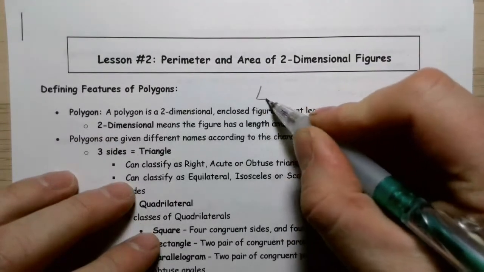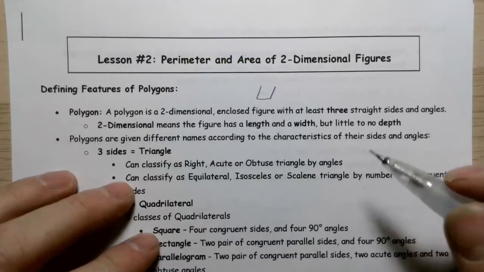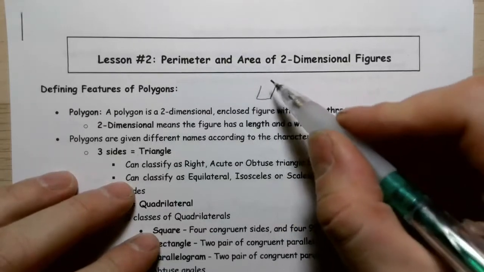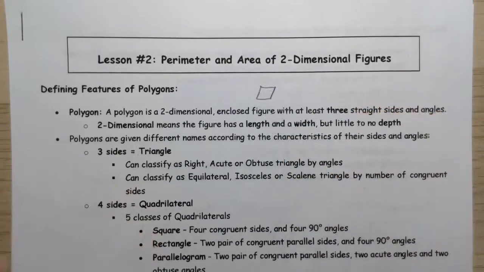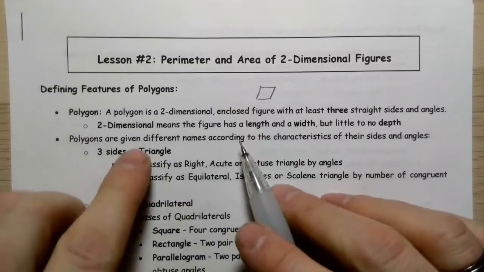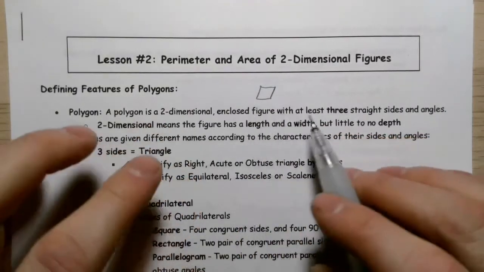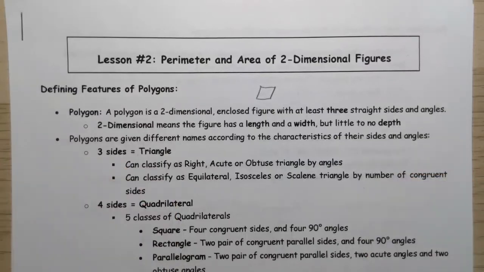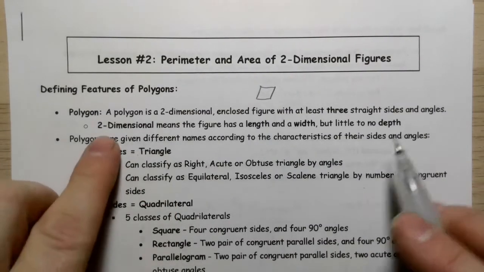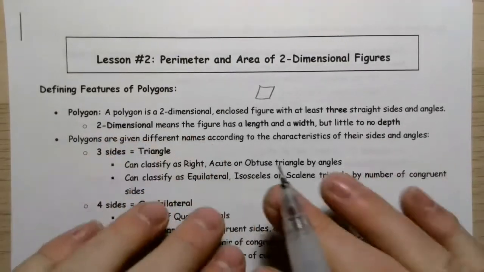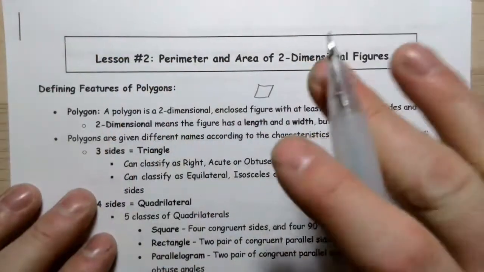So like I've got three sides here, but it's open. That's not a polygon. As soon as I close that off with these straight sides here, that becomes a polygon. So it's going to have straight sides, at least three. You can't have less than three, and you can have as many as you want. Two-dimensional means that it's flat, so it's got length, it's got width, but there's no depth.